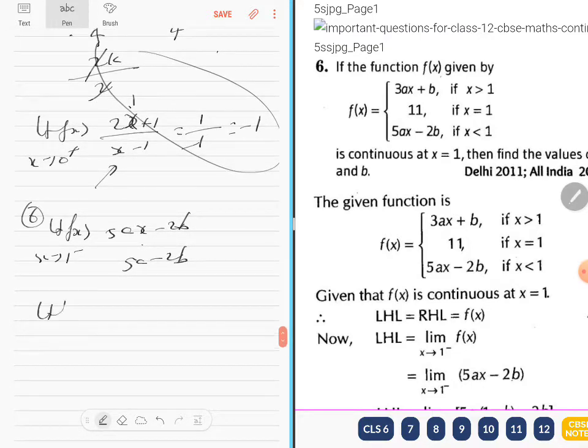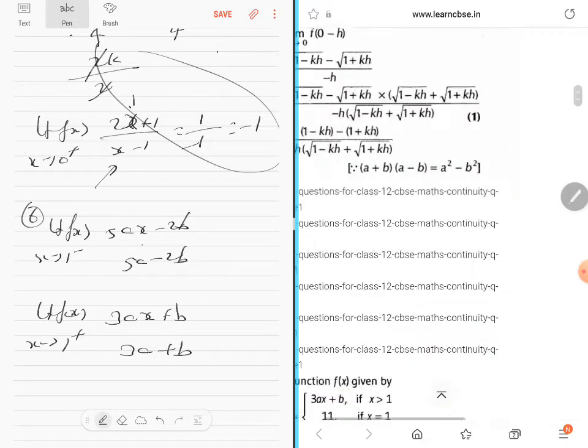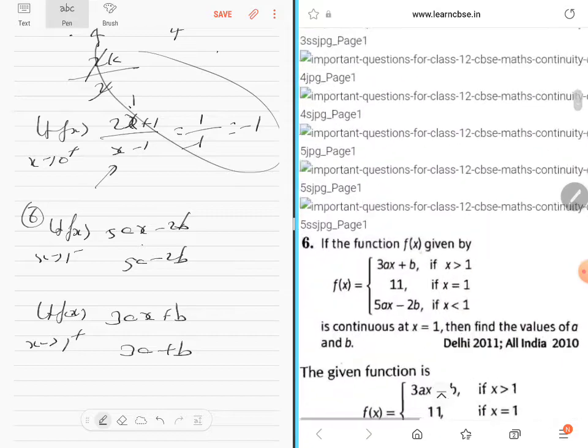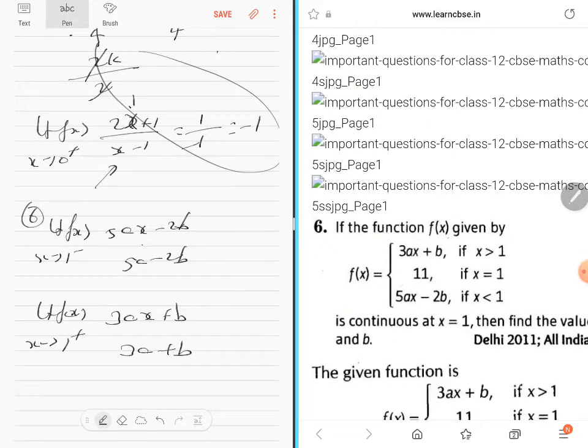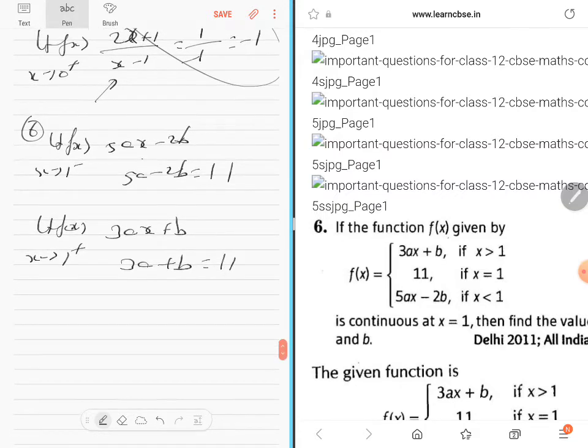Let's go to right limit. Limit of f of x, x tends to 1 from the right. What is the formula? 3ax plus b. And there is no denominator there for direct substitution. No need to do any sin theta by theta, nothing like that. 3a plus b. And you know, left limit is equal to right limit is equal to the value at that point, which is 11. Can you see? At x is equal to 1, the answer is 11. So you can equate this to 11, this also to 11. It's like a linear equation. You can just simply solve it.